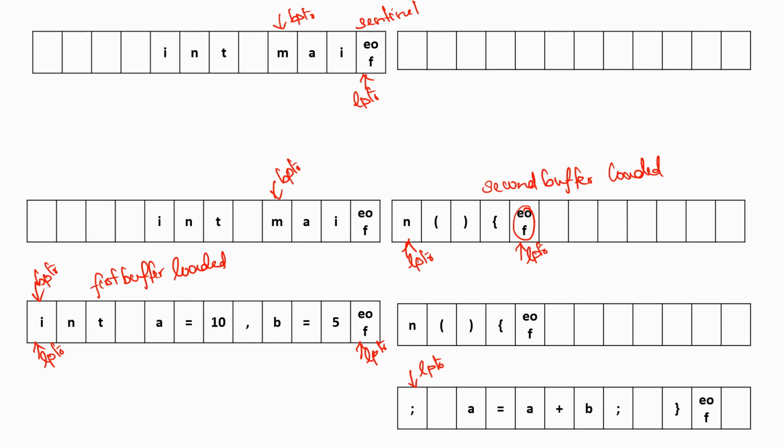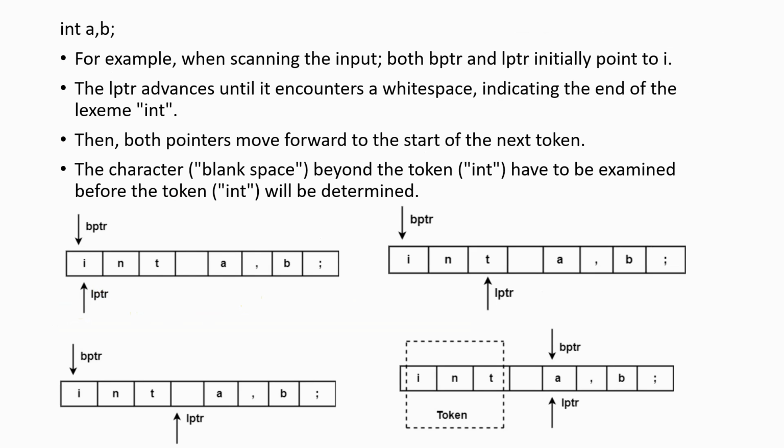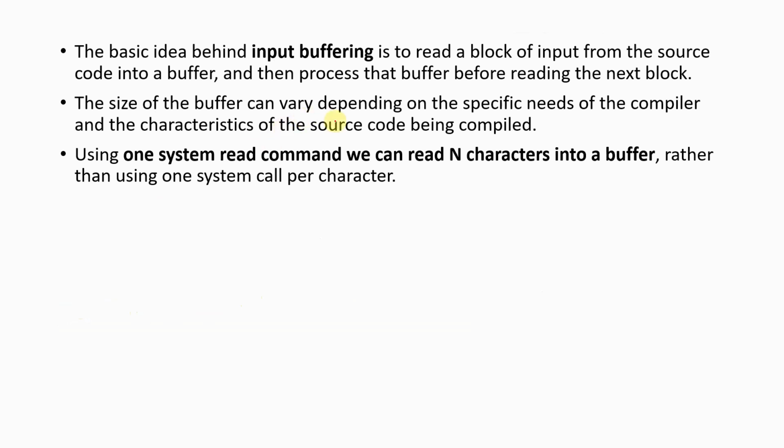I hope now you have an understanding of how the input buffer is working. The input buffer uses two pointers, the begin pointer and the look ahead pointer. As you know, when you read characters or inputs from the secondary memory, it takes one system call per character to read each and every input. This demonstration we have seen already. The input buffering will read a block of code into a buffer, so one system read call is enough to read n characters into a single buffer.